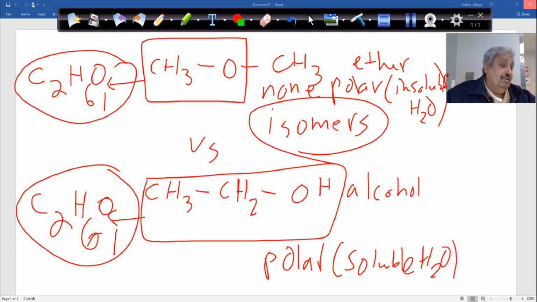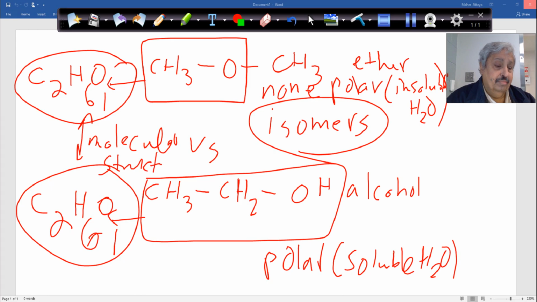But the molecular weight is the same, the molecular formula is the same. But when you rearrange in space, you get something totally different. There's nothing in common: two different groups, one an alcohol group and the other an ether group. That's what we call isomers.